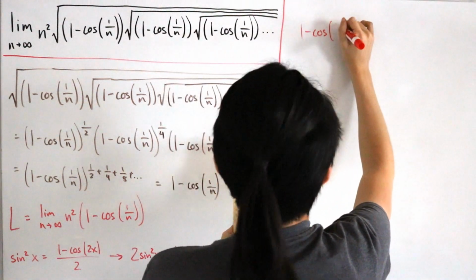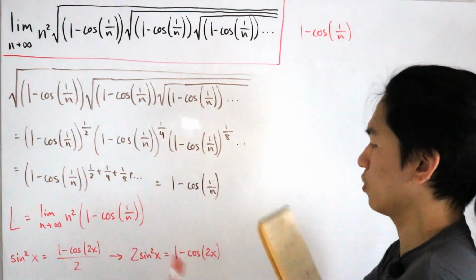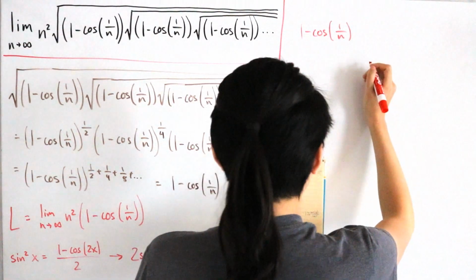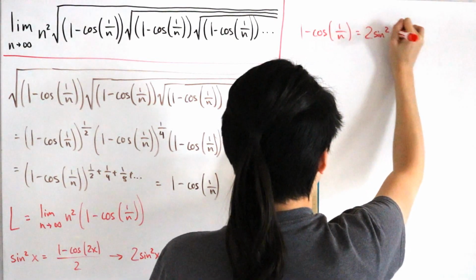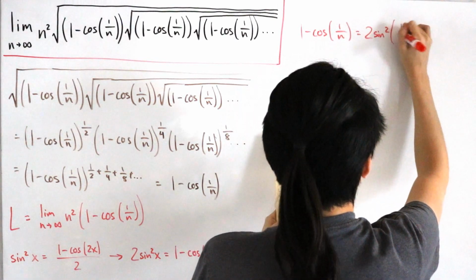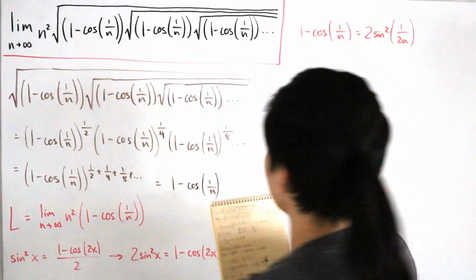simply we see that 1 minus cosine of 1 divided by n. If we're choosing this input, so we have to find what this input is over here. So we'll have that this is going to equal 2 times sine square of 1 divided by 2n. And so with that, now we can actually just plug this back into our L.